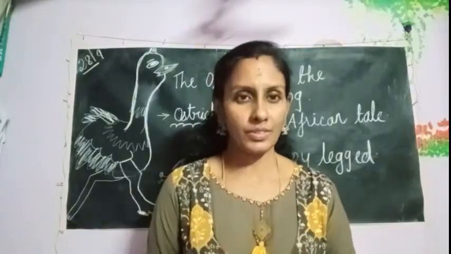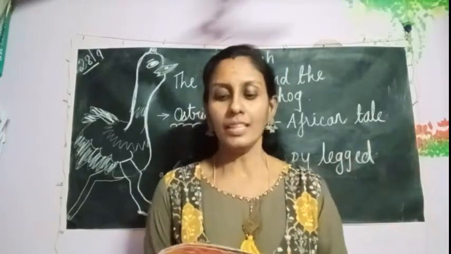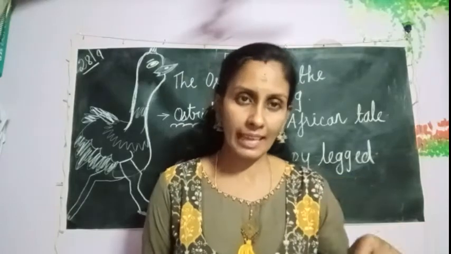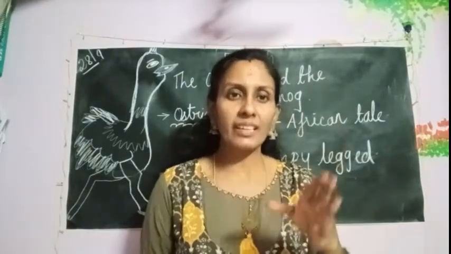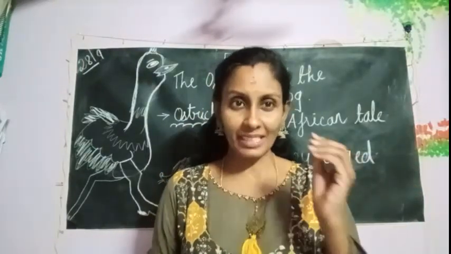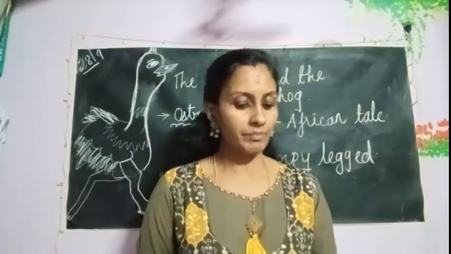Scoffed our ostrich. He said, "You can run like that? No one can run faster than I can with my strong legs." The ostrich is telling that nobody can run faster than him. I have very strong legs. The hedgehog's eyes twinkled. Twinkled means he is very angry. Now he is ready to challenge him.